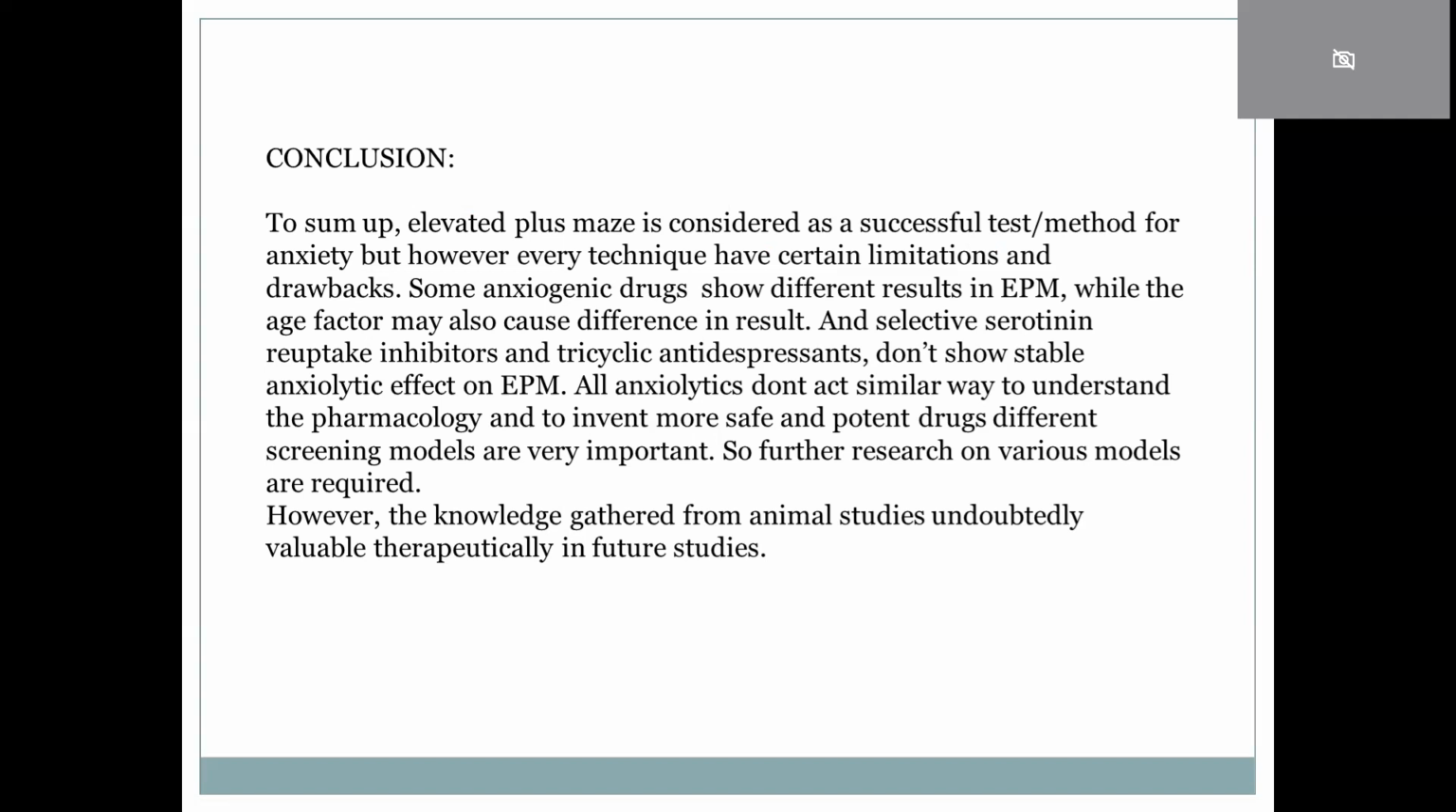All anxiolytics don't act in a similar way. To understand the pharmacology and to invent more safe and potent drugs, different screening models are very important. So further research on various models is required. However, the knowledge gathered from animal studies is undoubtedly valuable therapeutically in future studies.